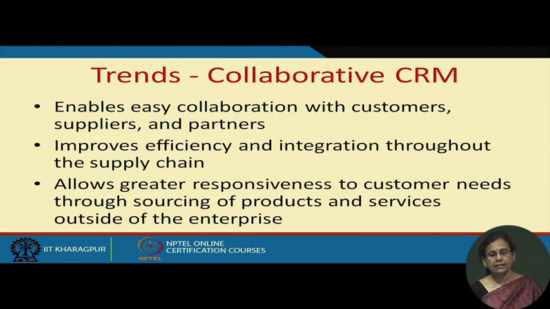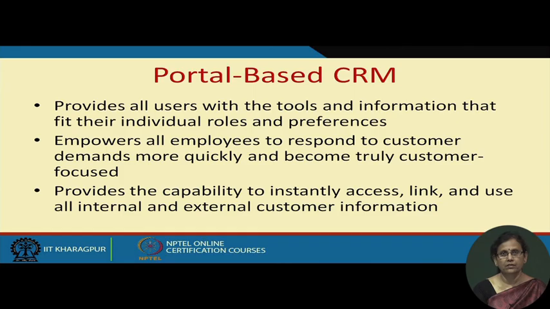Then the next level is collaborative CRM. This helps to collaborate easily with customers, suppliers and partners. This helps improve efficiency and integration throughout the supply chain. This allows greater responsiveness to the customer's need through sourcing of products and services outside the enterprise, which means if your customer requires something which your partner produces, then you should be aggressively helping the customer to get that product or service from your partner organization. This is an aggressive way of helping the customer through collaboration among the supply chain members.